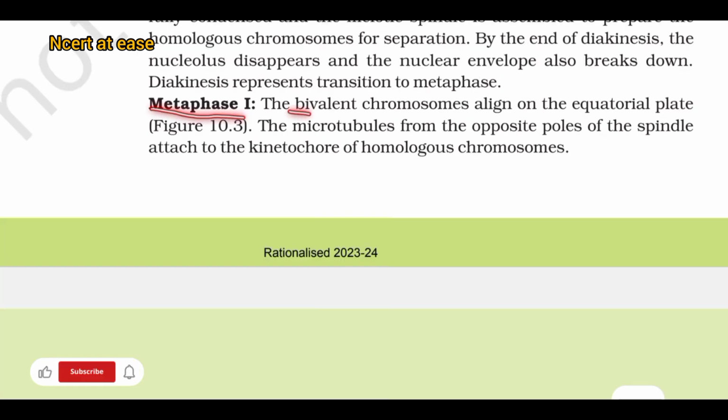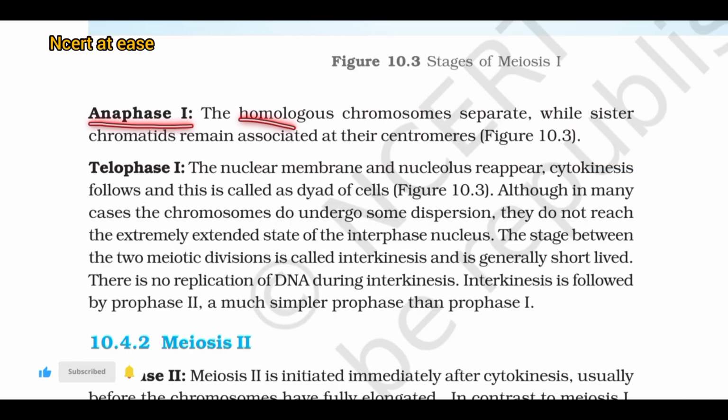Metaphase 1. The bivalent chromosomes align on the equatorial plate. The microtubules from the opposite poles of the spindle attach to the kinetochore of homologous chromosomes. Anaphase 1. The homologous chromosomes separate while sister chromatids remain associated at their centromeres. Telophase 1. The nuclear membrane and the nucleolus reappear. Cytokinesis follows, and this is called a dyad of cells.